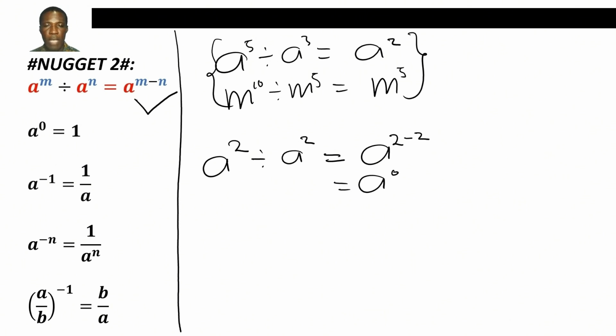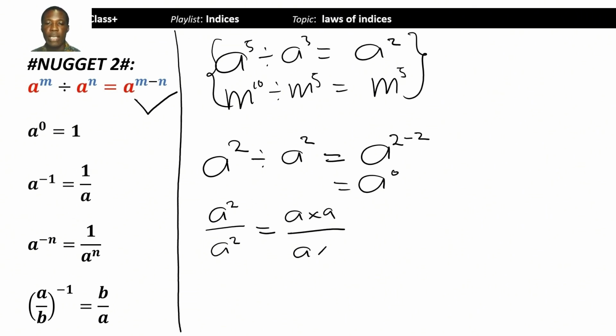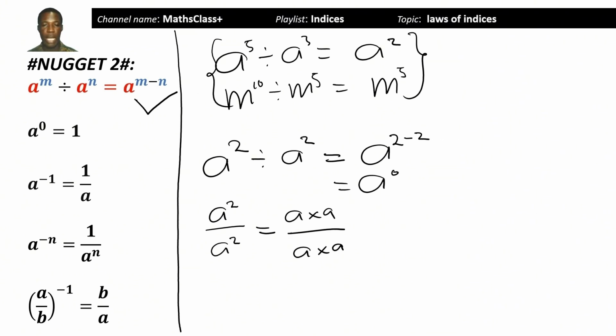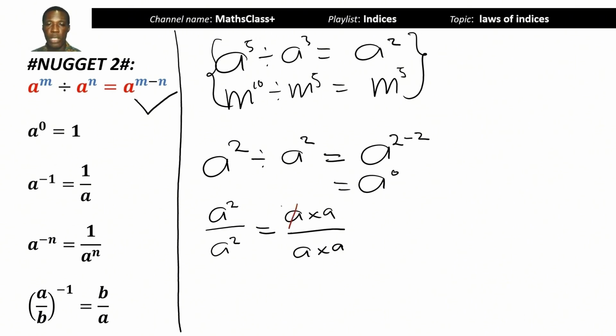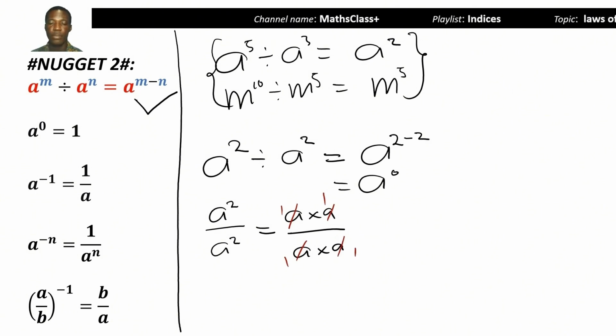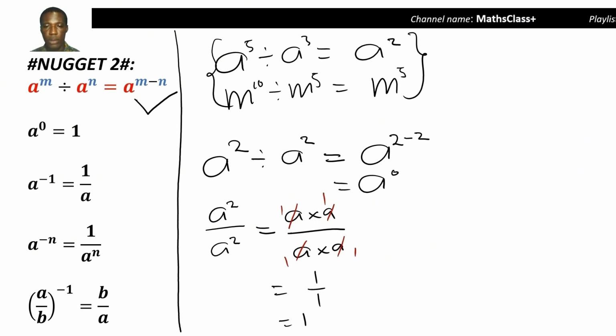Okay, now a to the power 0, we will let it be as it is. Then we convert it to a common fraction, a to the power 2 divided by a to the power 2. This can be written as a times a divided by a times a. So let's cancel out the common ones. A goes here 1, goes here 1. A goes here 1, goes here 1. And this gives us 1 over 1, which is 1.